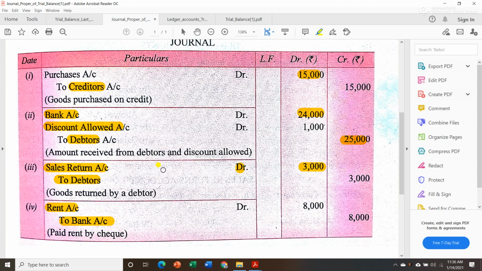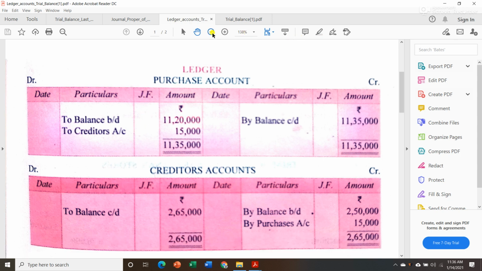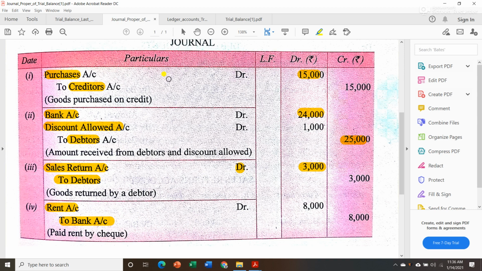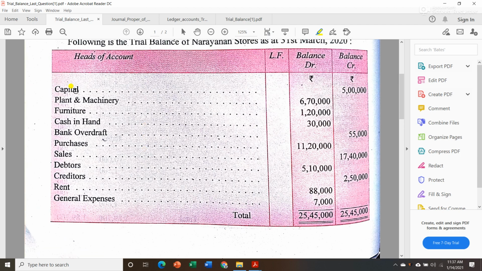Now we are supposed to prepare ledger accounts, as they have told us to prepare ledger accounts as well. The first account in the journal is purchases account, so the first account that we prepare in the ledger is the purchases account. Before entering this journal transaction in our ledger account, first we have to see the trial balance in the question. Do we have a purchases account in this trial balance? Yes, we already have a purchases account and it is showing a debit balance of 11,20,000.